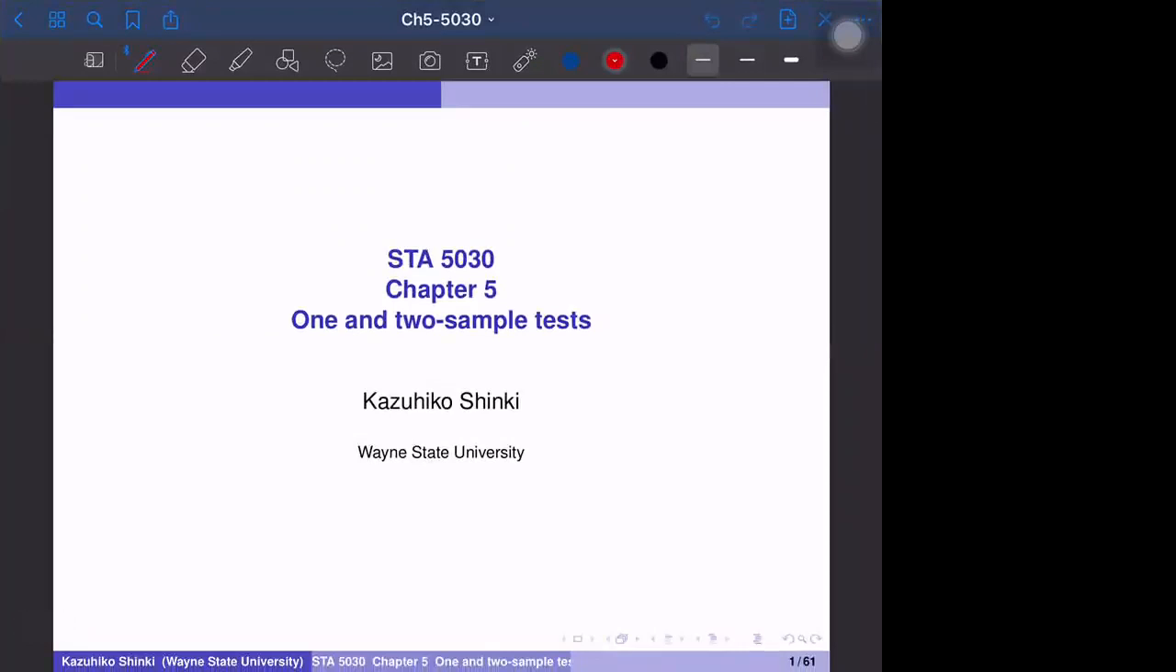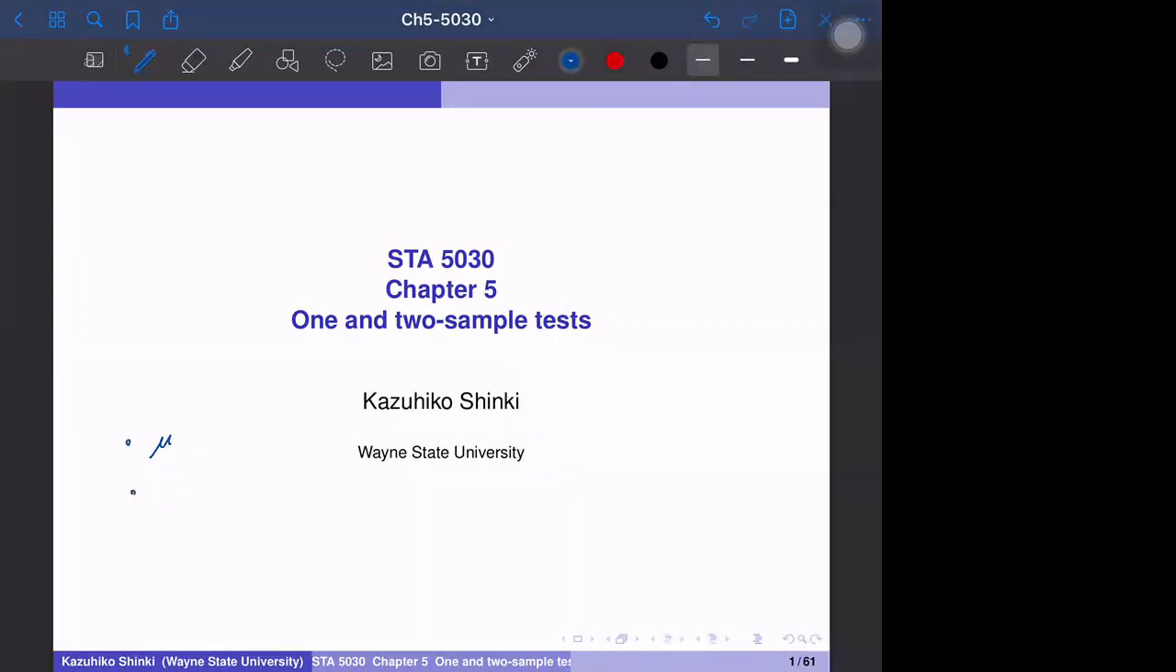Hi everyone. We start chapter 5, 1 and 2 sample tests. We have several topics in this chapter. So one is the test about population mean mu. So for example, we test if population mean is equal to 100 for some data.